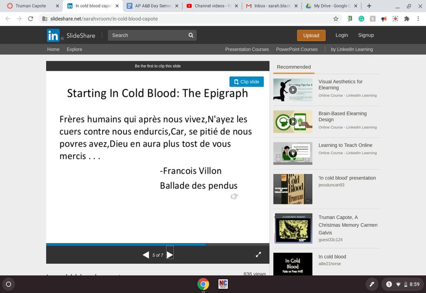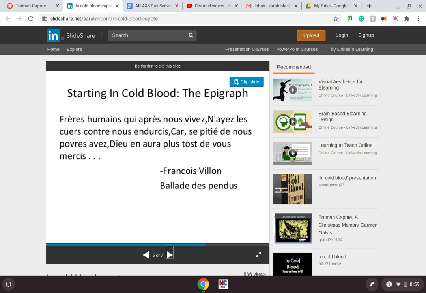Ballade des Pendus is the French title of the poem. It translates to Ballad of the Hanged. So, kind of a dark little poem here. Now, Francois Villon was in jail at the time that he wrote this poem. He had been arrested for several attempts at robbery, as well as brawling and the death of a priest, in which he claimed self-defense. Times were crazy back then.